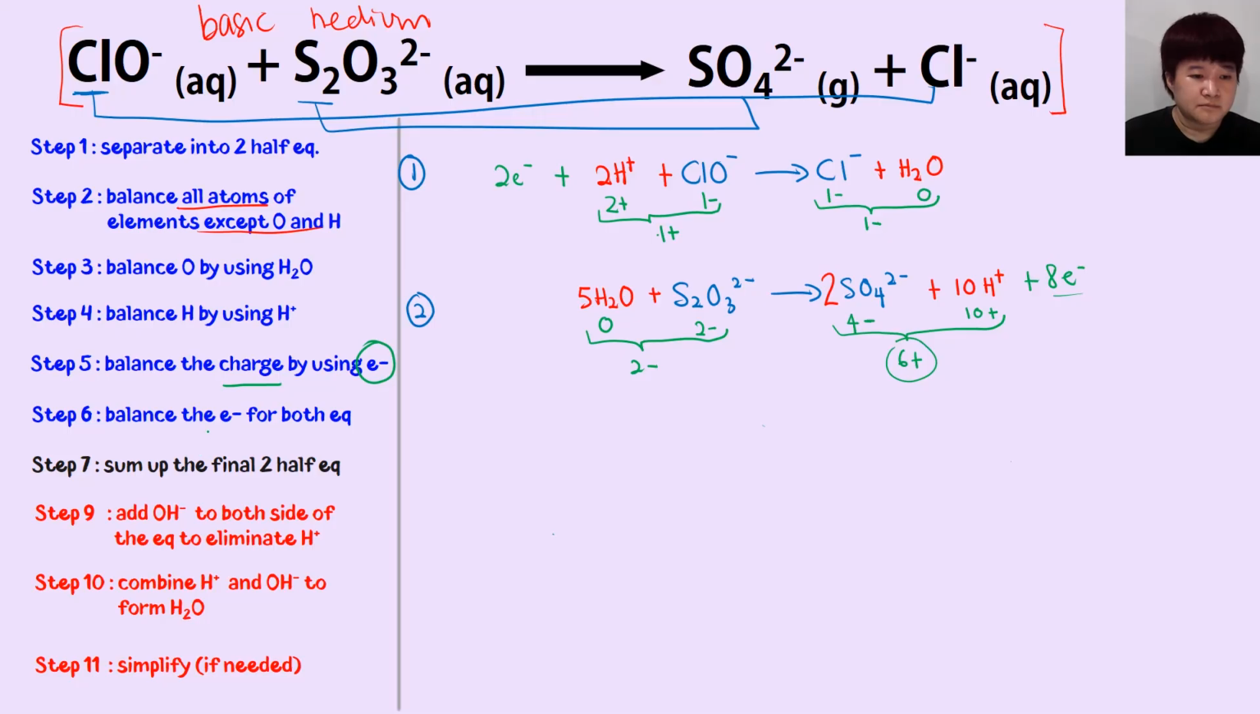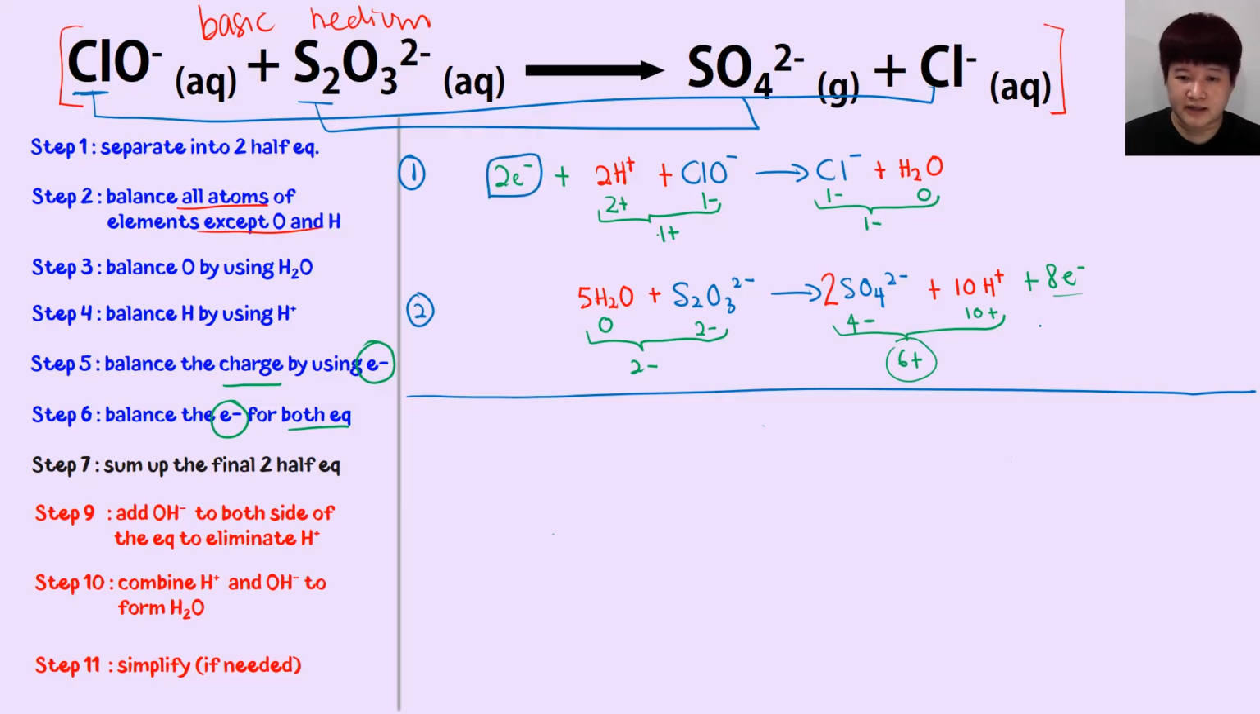Next step, balance the electron for both equation. How do we balance the electron for both equation? Look at the number of electron that you have on both equation. On the first half equation, I have 2 electron. On the second half equation, I have 8 electron. So what do we do to make sure that the number of electrons are the same? I have 2 times everything with 4. And the 8 remain unchanged.